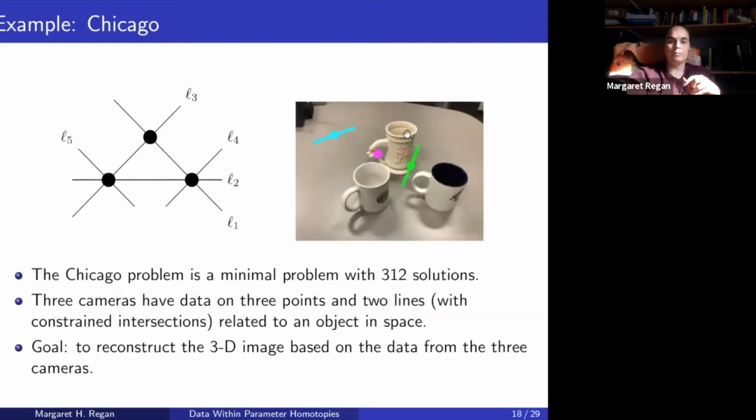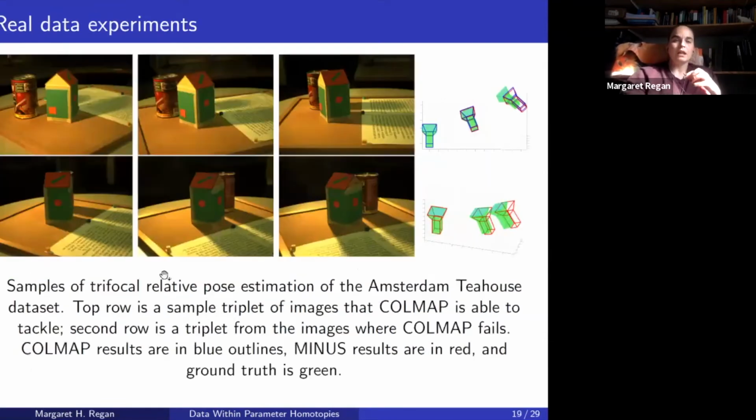So we have all of these, so I don't know if it's easy to see, but we have these red dots, which are actual data points that are picked out from the pictures. And we've highlighted these three in different colors that map to this structure here, right, where we have three points and lines. And this is the minimal problem with 312 solutions.